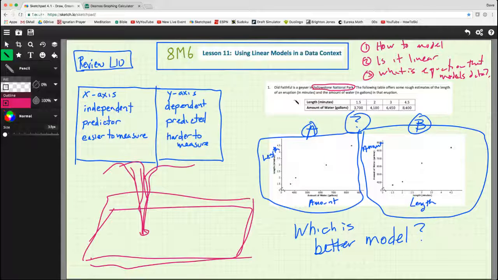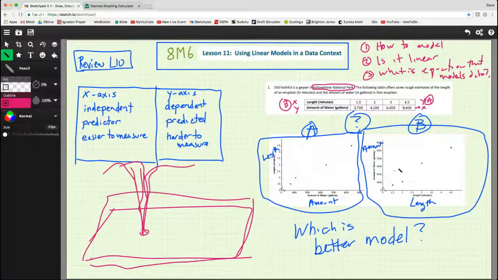Are you going to put the length on the x and the amount of water on the y? Or are you going to put the length on the y and the amount of water on the x? So in other words, are we going to stick with B below or A below? A says we put the amount on the x and the length of time on the y, and B has a model where you put the length on the x and the amount of water on the y.